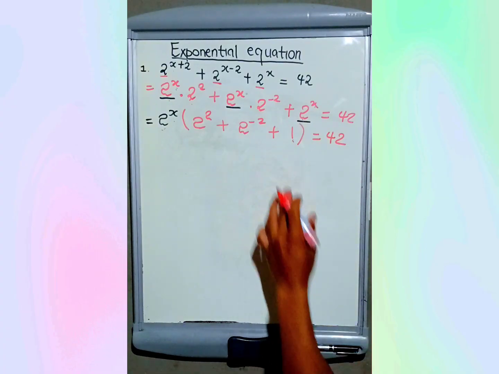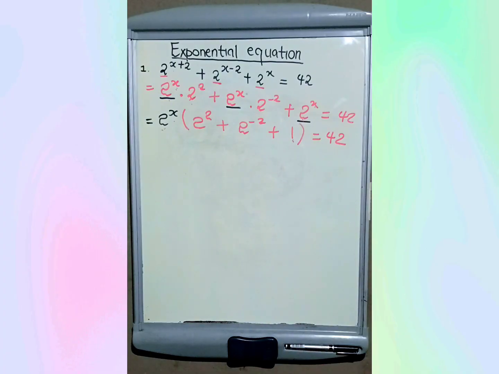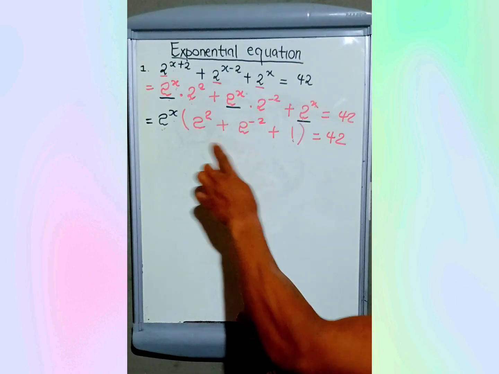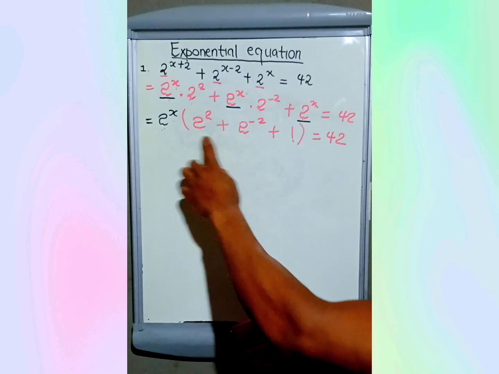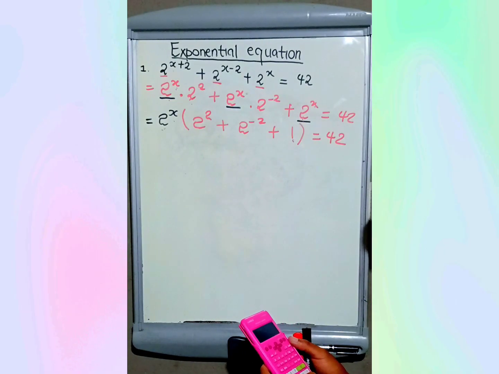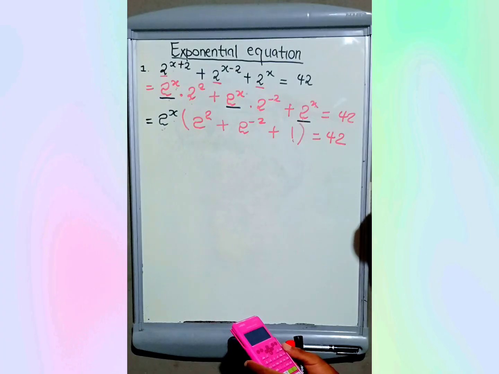Then in the bracket now, we have all numbers. It's very simple. If we have numbers, you take your calculator and punch in everything here: 2 raised to 2, plus 2 raised to negative 2, plus 1. Do you see that? Then the answer is going to be what?